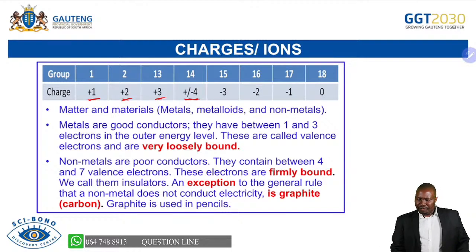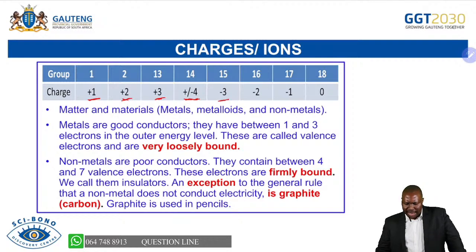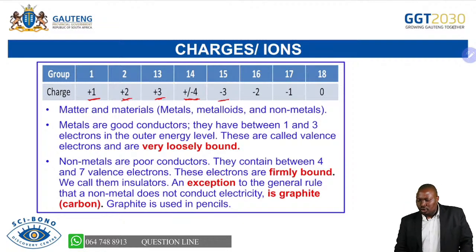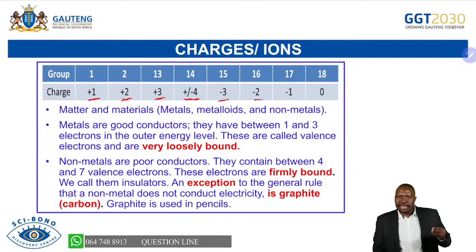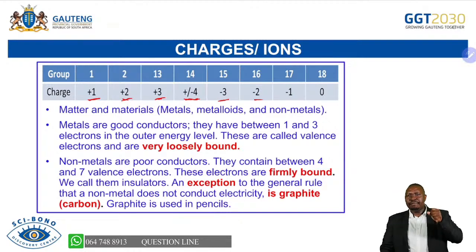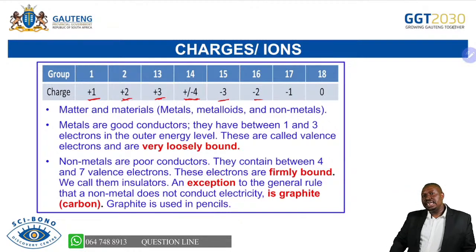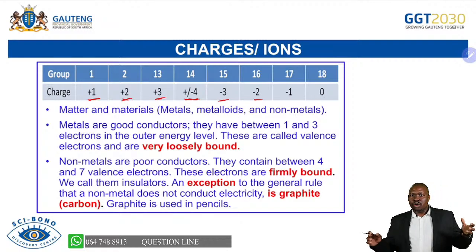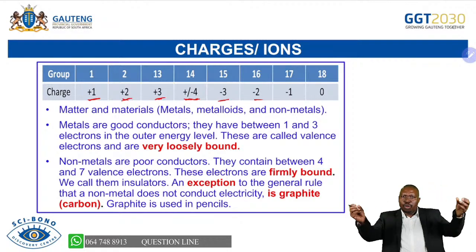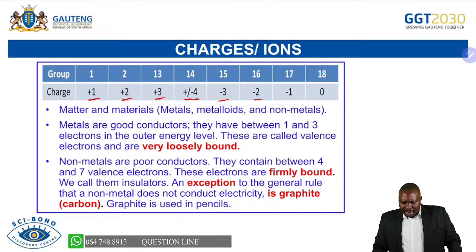Now, when you go to group 15, you are having minus 3 there. You will get nitrogen there. So we are saying those ones, they can gain, they are non-metals. They are more likely to gain 3 electrons, the group 15 elements. And then group 16, where you have oxygen and the likes, you're more likely to gain 2 electrons. Remember, these substances that are having the negative, if you look at them, they are more electronegative, which means they are able to pull electrons towards themselves.